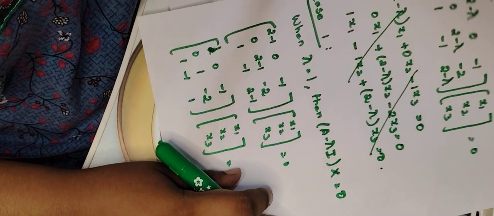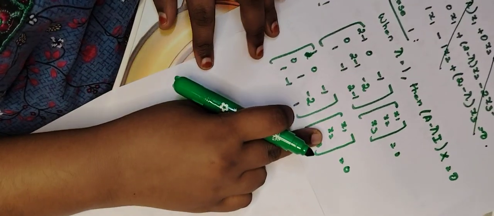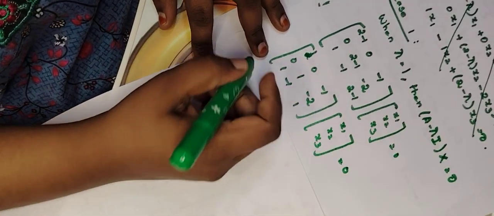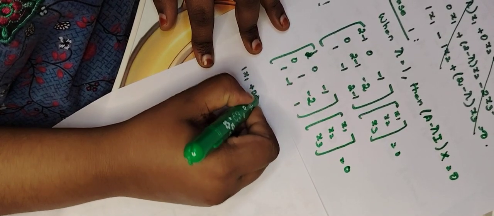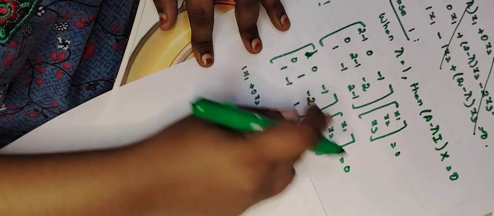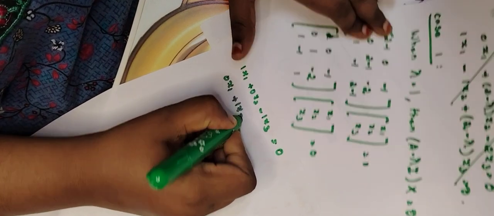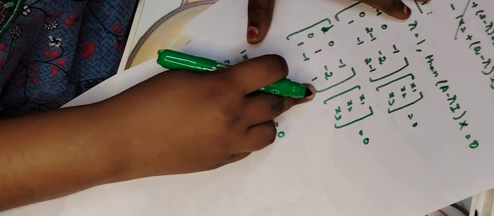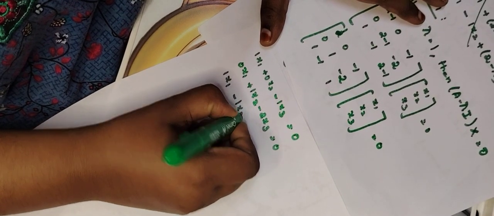So now if we multiply this matrix by this matrix, the first row should be multiplied by the first column. That is 1x1 plus 0x2 minus 1x3 will be equal to 0. The second row will be multiplied by the column. This is 0x1 plus 1x2 minus 2x3 equal to 0. And the third row should be multiplied by the column. So this is 1x1 minus 1x2 plus 1x3 equal to 0.